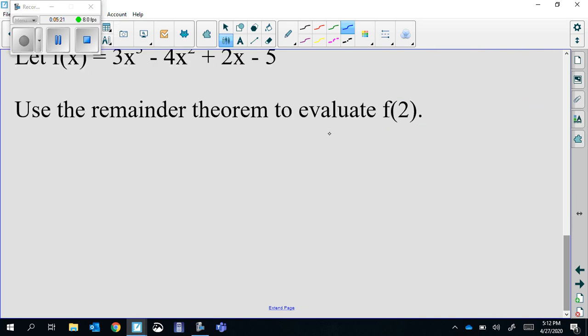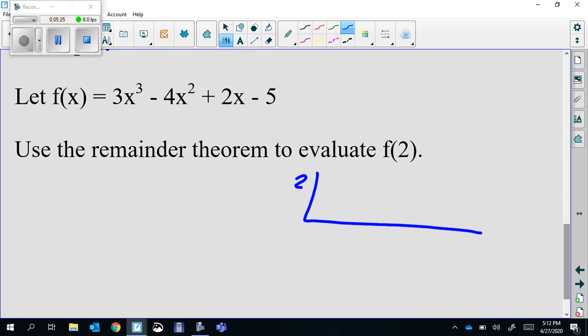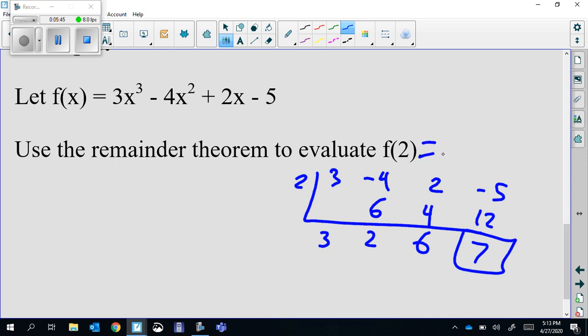Same idea. Remainder theorem, we're going to divide by 2 and find the remainder. Nothing is missing. We have 3, 2, 1, and a constant. So 3, negative 4, 2, negative 5. Add and multiply. Add and multiply. Add, multiply, add. Our remainder is 7.